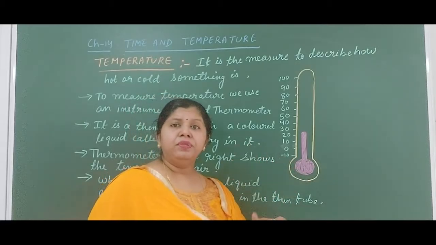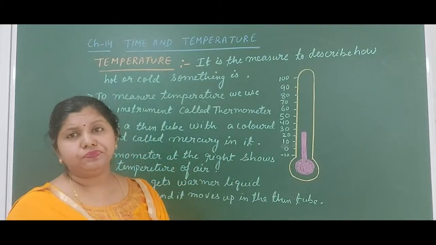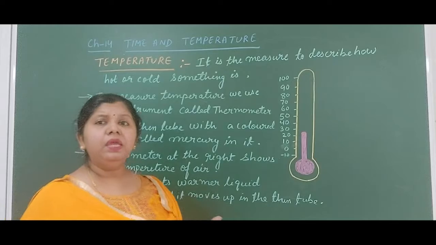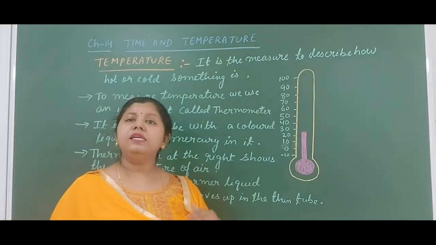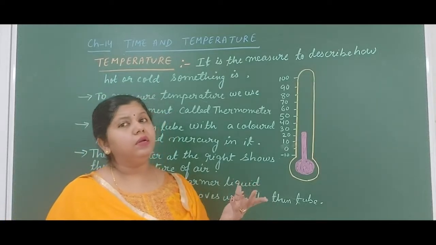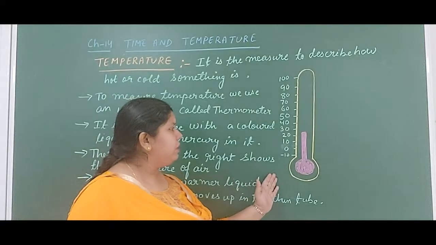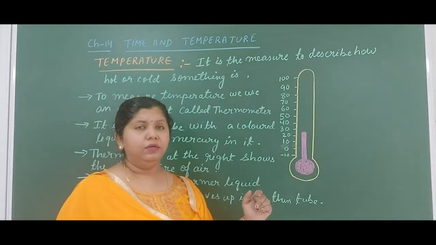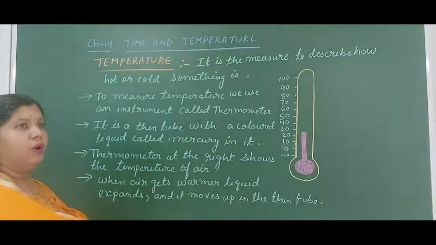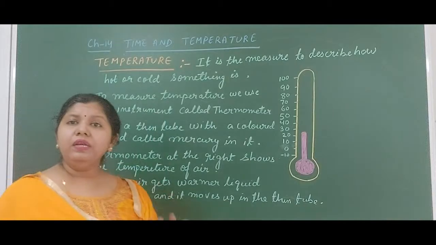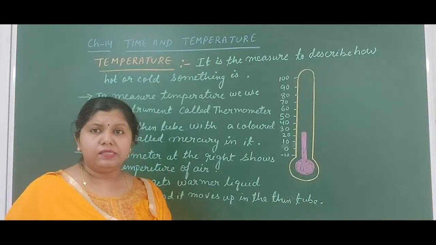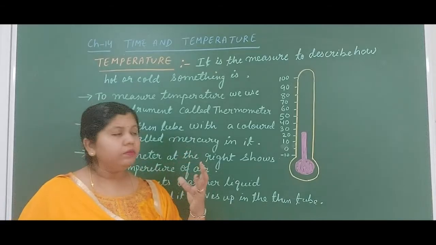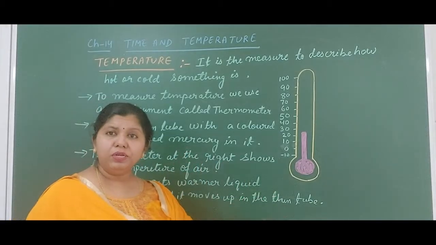Now again there is a unit, a scale, which is used to measure the temperature. It can be in two scales, that is degree centigrade or degree Fahrenheit. But this thermometer is going to measure in degree centigrade. Now when the heat increases, that means warmth in the air, because this thermometer is used to measure the room temperature.